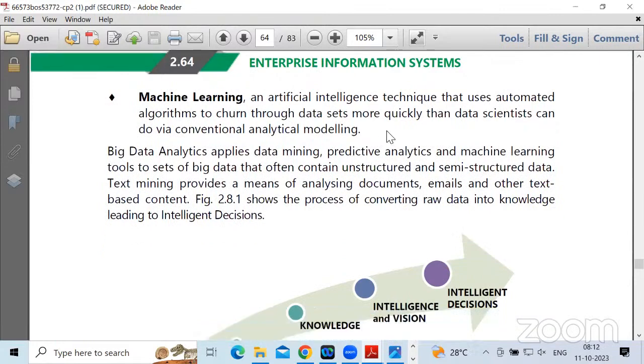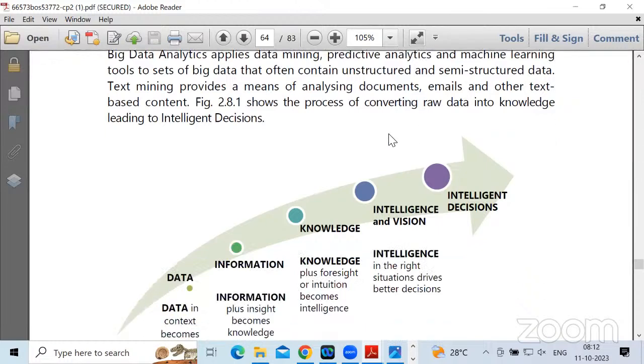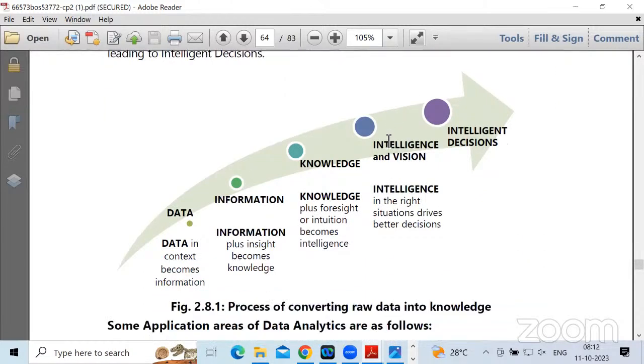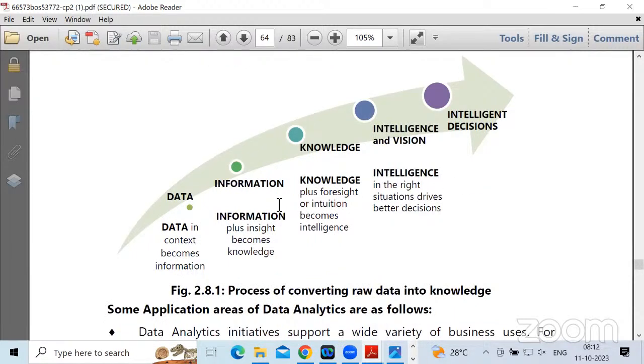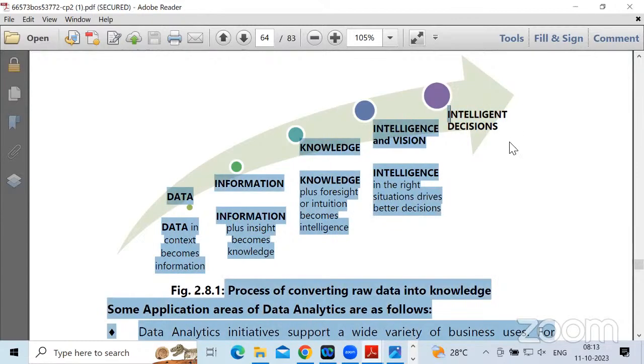The machine learning we have already seen. It's a technique that uses automated algorithms to churn through data sets more quickly than data scientists can do via conventional analytical modeling. So it learns your behavior or the computer's behavior data. Now this is given in the form of a flowchart. Data converted into information after processing, converted into knowledge, and it becomes intelligence when it is giving some input for better decisions. Then you make intelligent decisions.